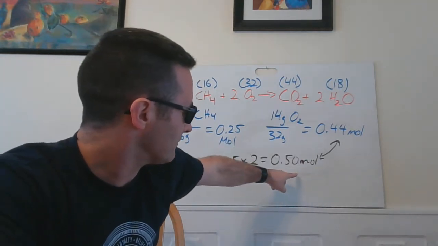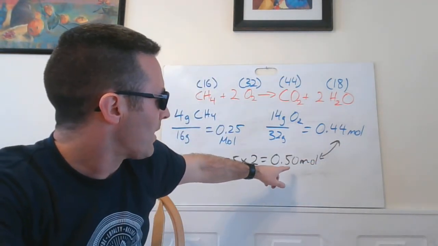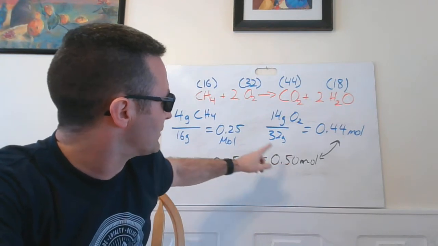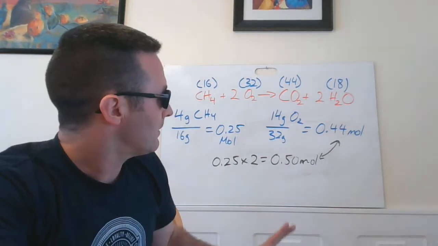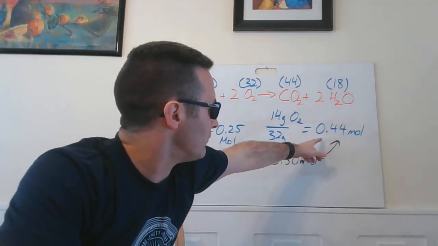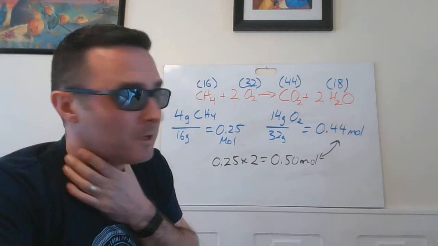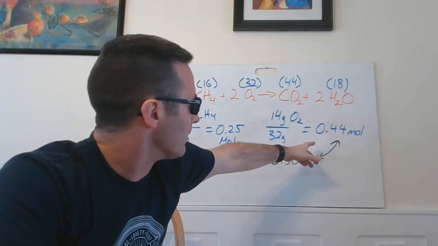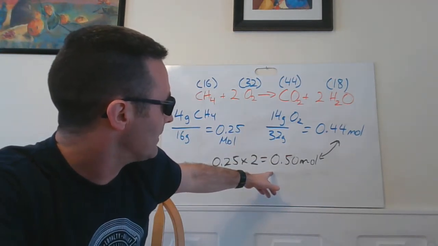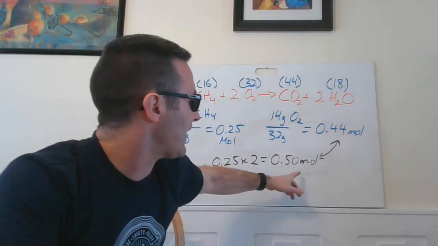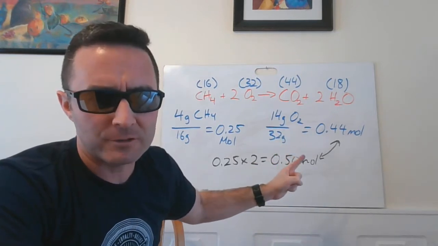Let's compare. I've got 0.44 moles in reality. If it was exactly 0.5, we'd run out of both at the exact same time. If I had 0.6 moles, I'd have some left over. But wait a minute, I've got 0.44. So what that's telling me is if I had 0.5, I would run out exactly, but I've got less than that theoretical perfect amount. I'm going to run out of my oxygen first.